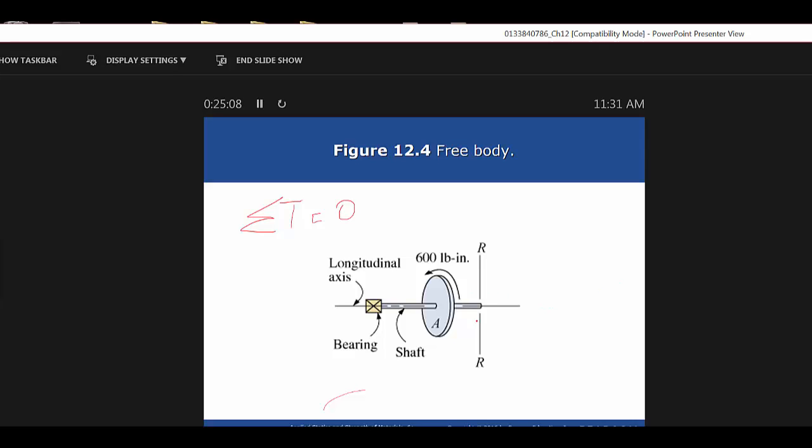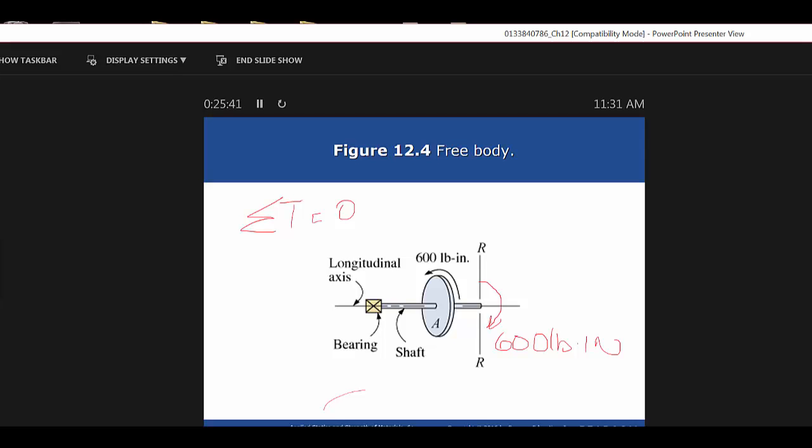Not a trick question here. 600? 600. Going the opposite direction. So if it's 600 pounds-inches going, I don't know how we want to say that, counterclockwise if we're looking at it from left to right, then the torque that's going to be in this shaft right here is going to be 600 pounds-inches going the opposite direction. That's all they're saying there.